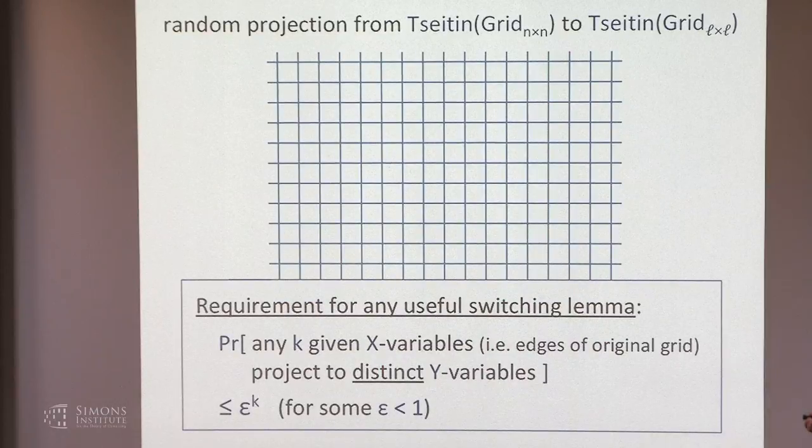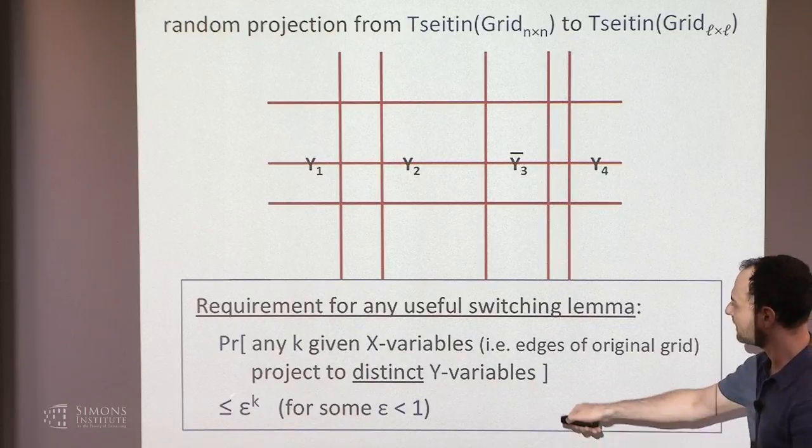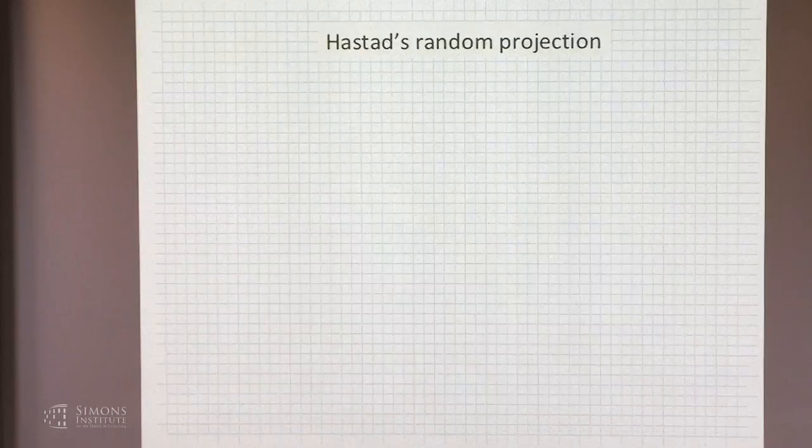Just to say very briefly why, to have a useful switching lemma, we need tail bounds: if I take any k variables in the grid, then the probability that they project to distinct y variables should decay like epsilon to the k for some epsilon. And the problem is that this won't hold, because if we consider 4 variables which all lie on a row, then, okay, there's some probability that they're all killed, but note that if one of them survives, then it's likely that they all survive, and if they're evenly spaced, it's very likely that they all map to distinct variables. Okay, so we don't get an exponential bound here. That's intuitively what you need.